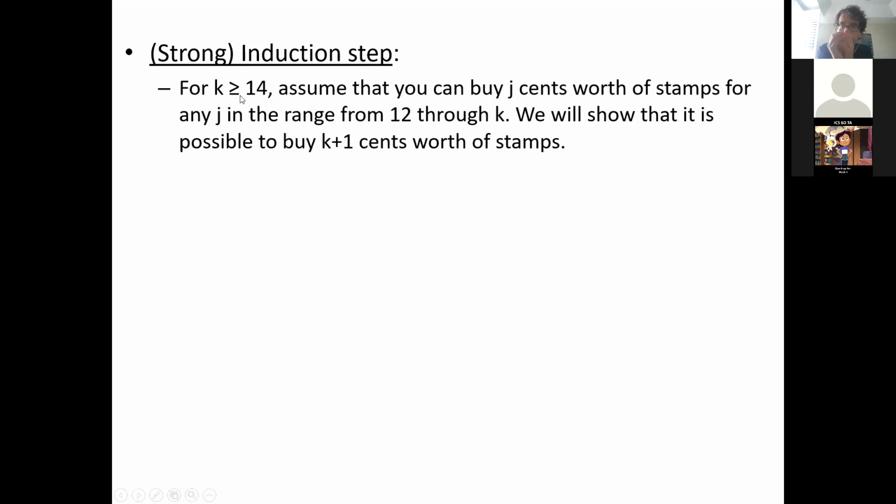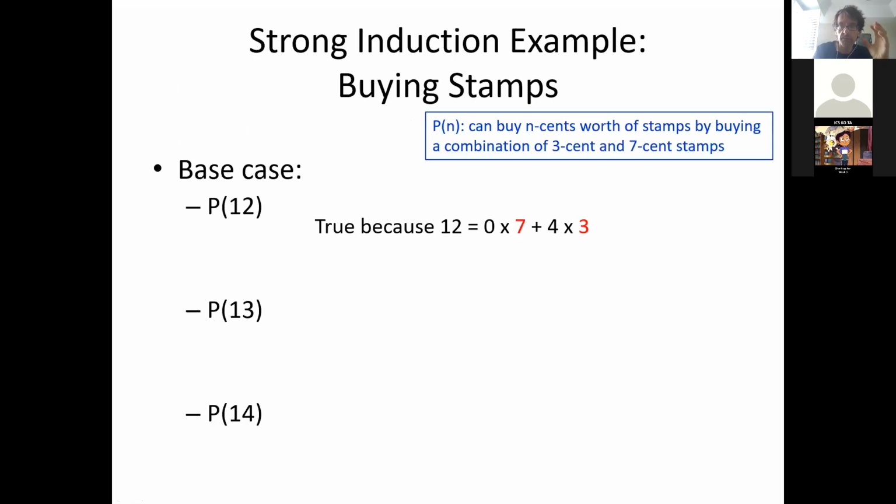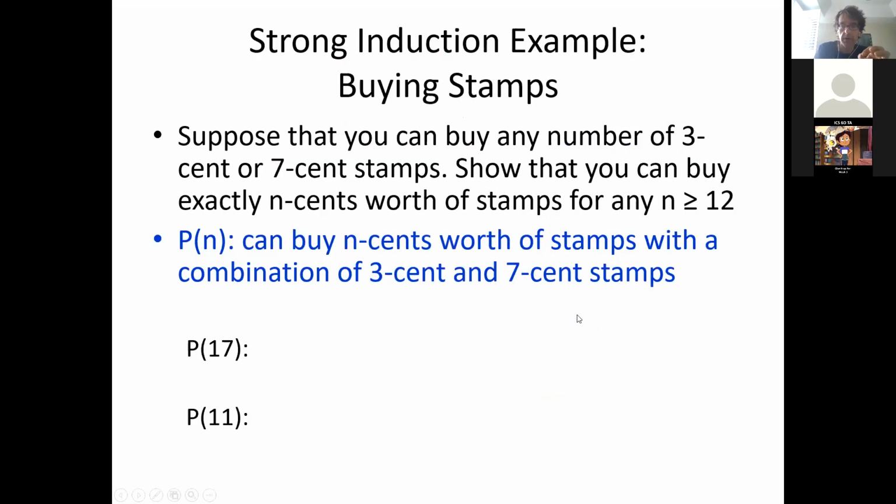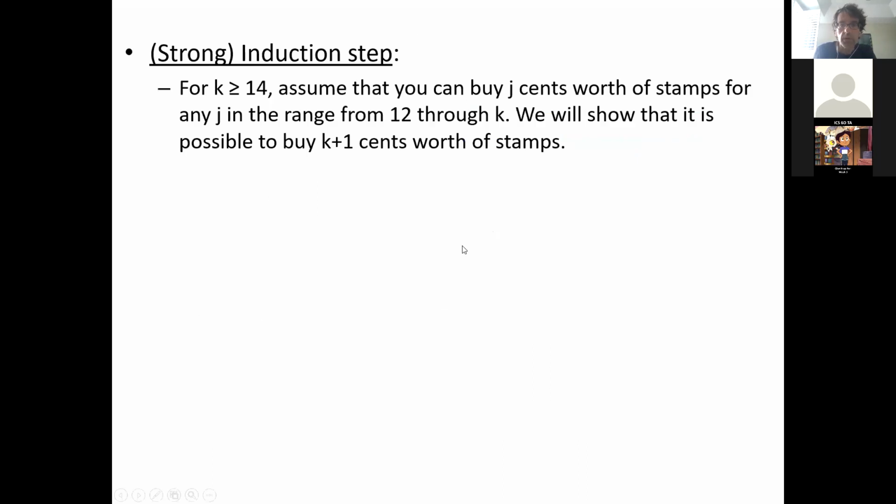My threshold is 14. If it is true that you can buy any amount j between the base case start, which is 12, and k, so that's my variable range in the inductive proof, it started, in my case, at 12 and ended at k, and I have to show that it holds at k plus 1. So that's my range from 12 to k, and based on that, I will argue that it holds at k plus 1.